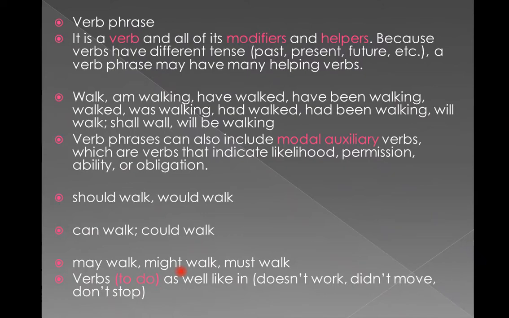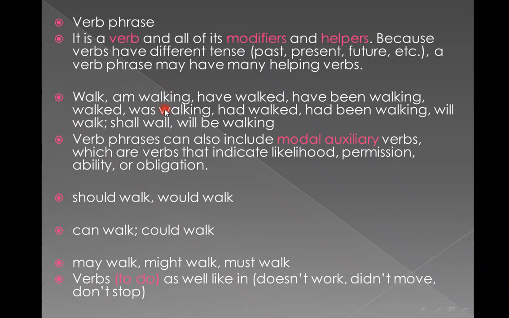We move to verb phrases. Verb phrases can be considered the easiest type of phrases because it is a verb and all of its modifiers and helpers. So any auxiliary verbs, helping verbs that come with a verb are considered within the verb phrase itself. And because we have different tenses, past, present, future, and the branches of these tenses, we have a verb phrase that might be containing helping verbs with it or within it.